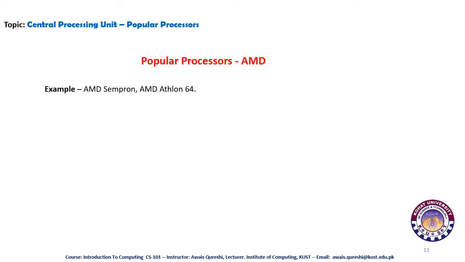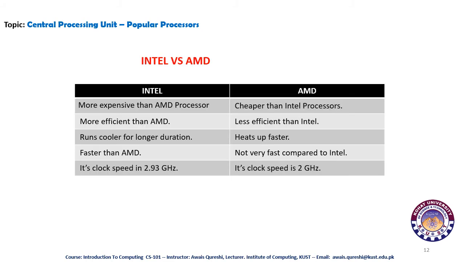Popular processors in the AMD series are AMD Sempron and AMD Athlon 64. But nowadays other categories are also available, which we call AMD Ryzen processors. We will see this later on in today's lecture. So let's compare both the processors one by one.